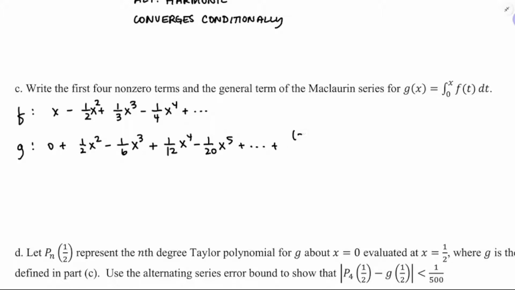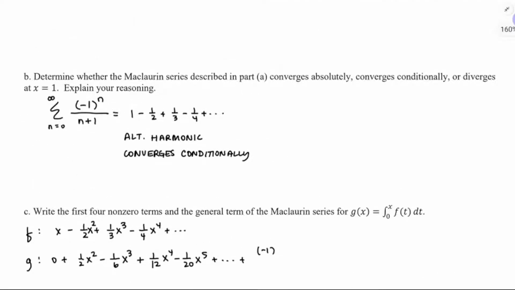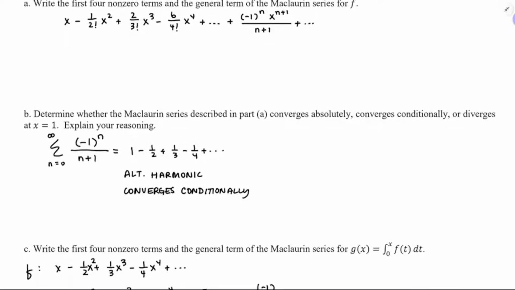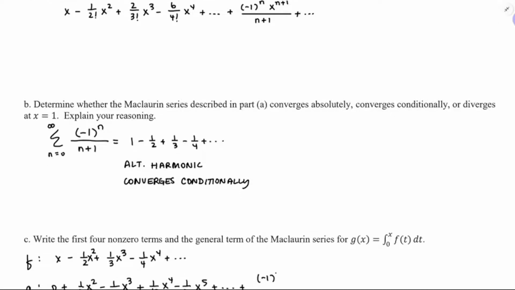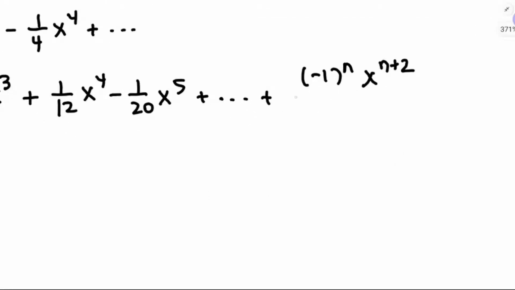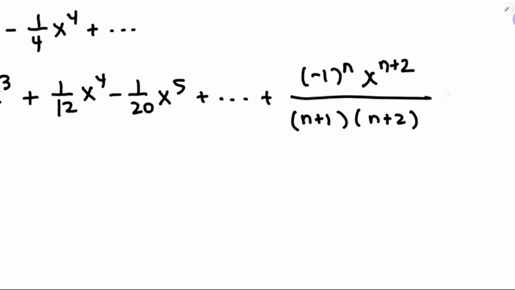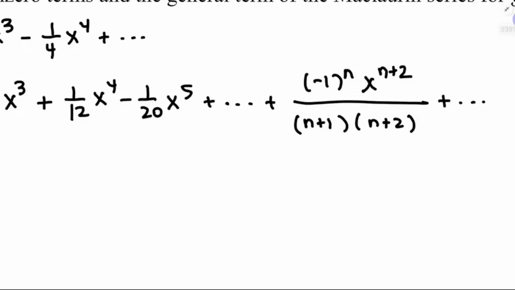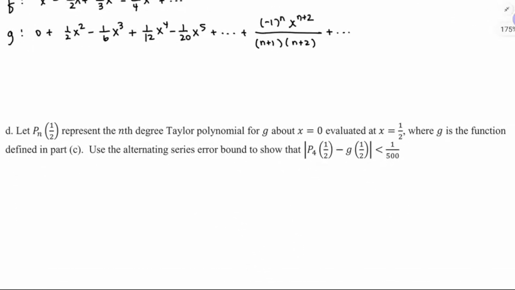Okay, we're just going to anti-differentiate the general term of f by adding 1 to the power. Negative 1 to the n, not adding 1 to the power of negative 1, because we're anti-differentiating with respect to x. x to the n plus 2. We were already dividing by n plus 1. We need to add in a power of n plus 2, because add 1 to the power divided by the new power, and there we go. First 4 non-zero terms and the general term.